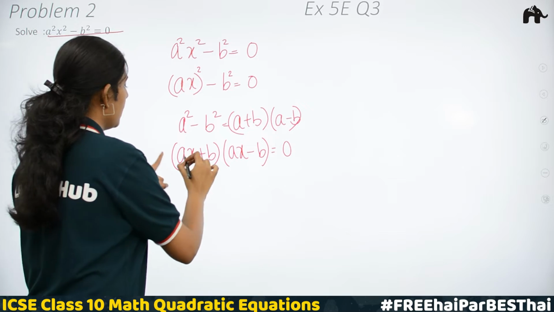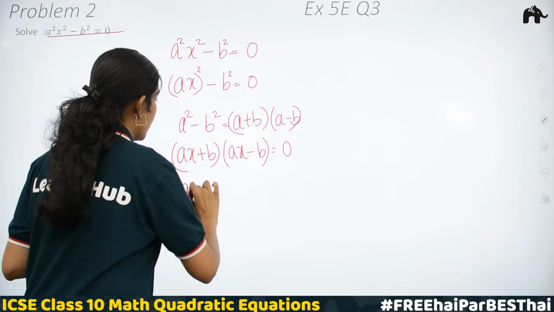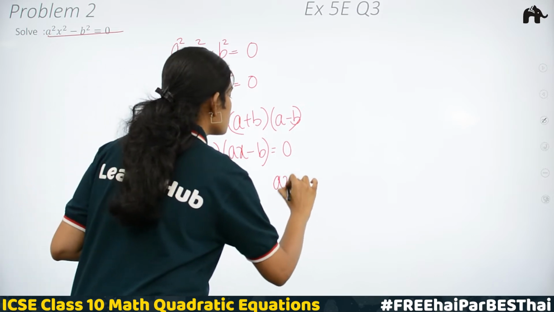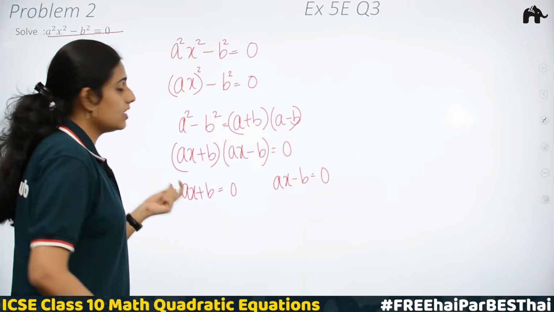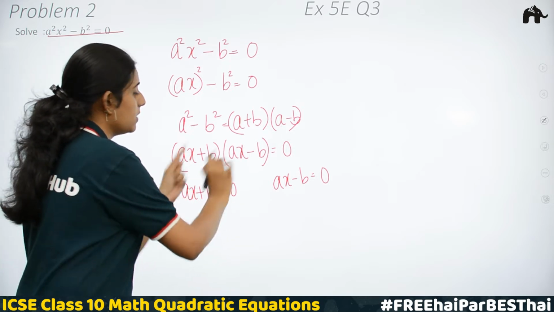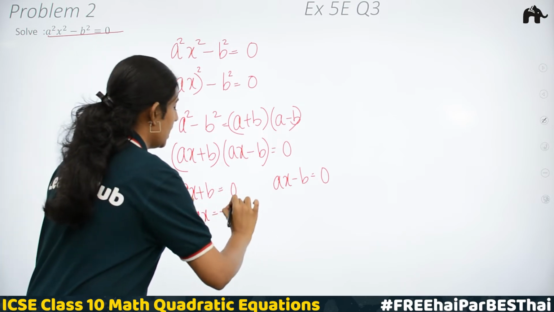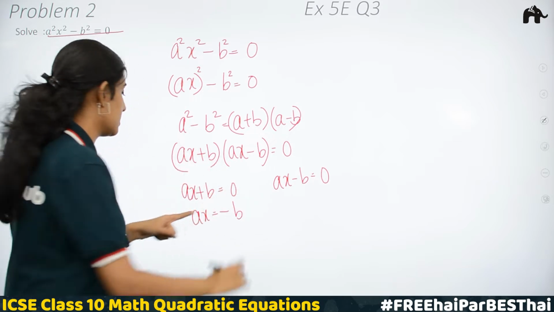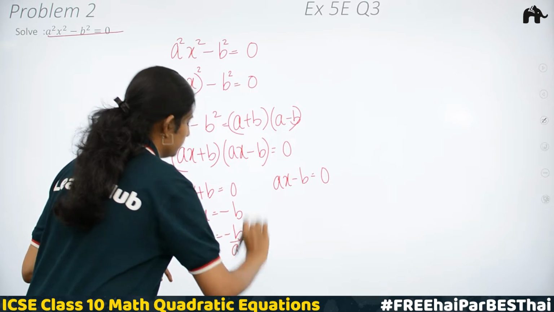Okay. Which means according to the zero product rule, either ax plus b is equal to 0 or ax minus b is equal to 0. Okay. Now, what is the value of x? From here, we are taking this plus b to the opposite side. Ax is equal to minus b. Positive sign becomes negative when taken to RHS. Then x is equal to minus b by a.